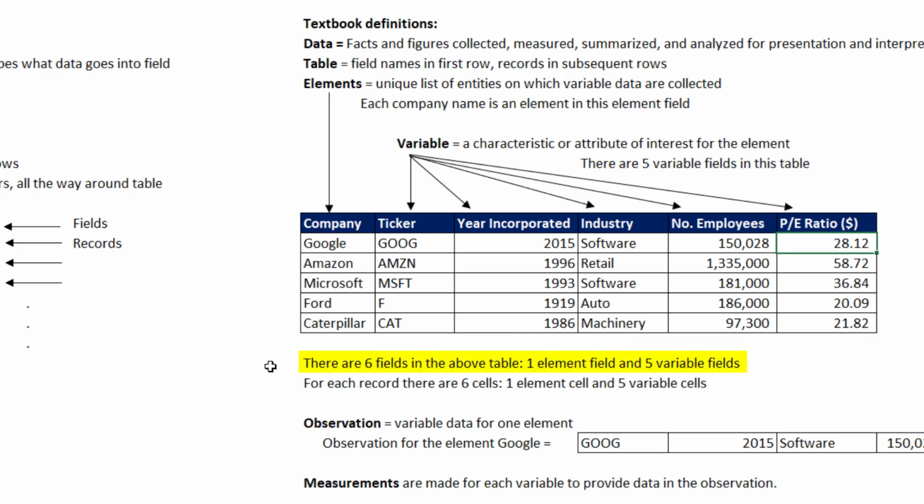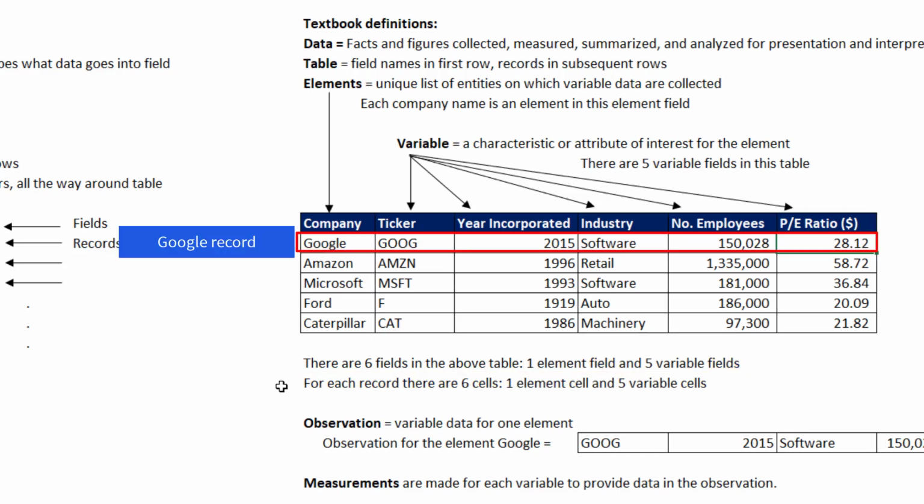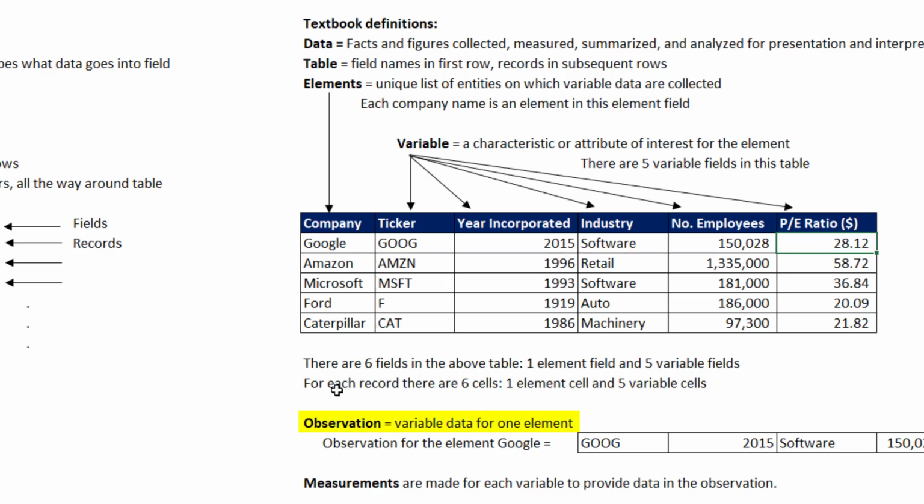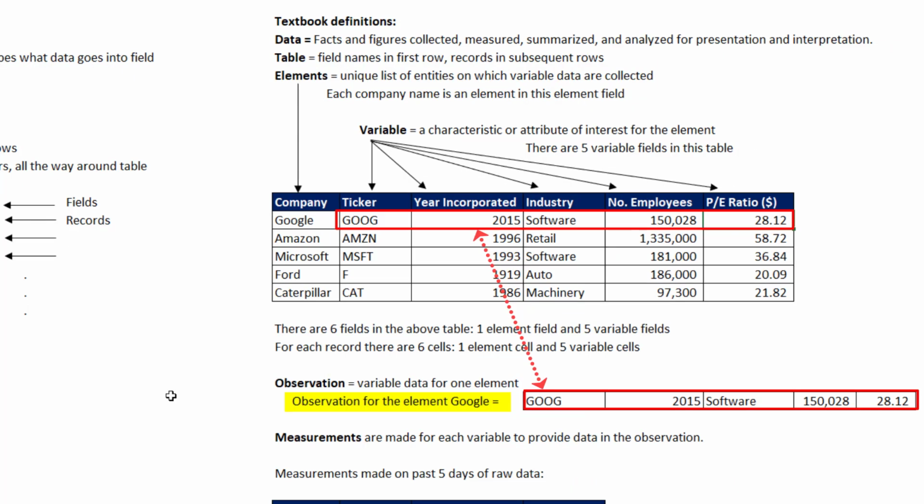Now, there are 6 fields in this table, 1 element field, 5 variable fields. And for each record, there are 6 cells, 1 element cell, 5 variable cells. An observation is defined as the variable data for 1 element. So here's the observation for Google.